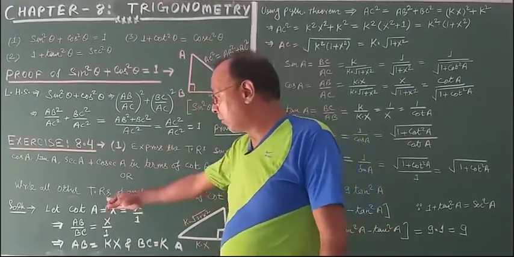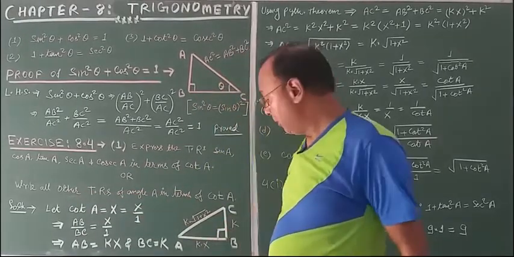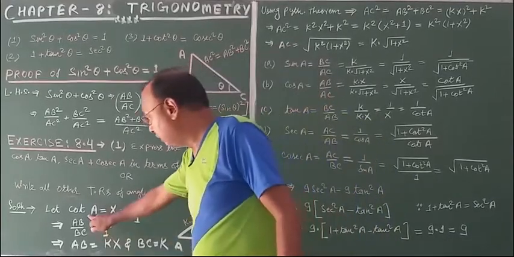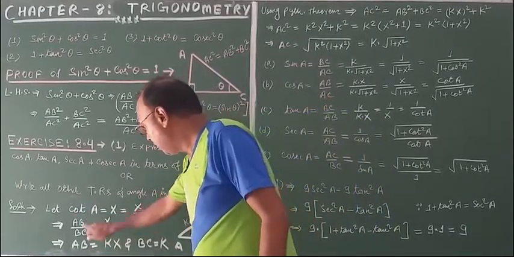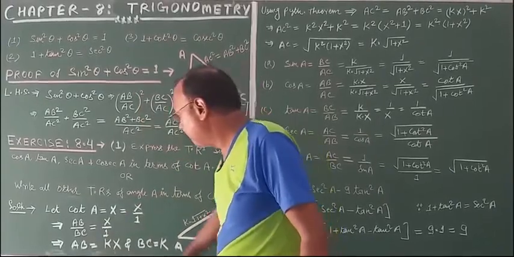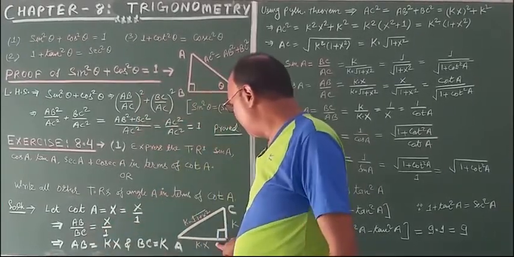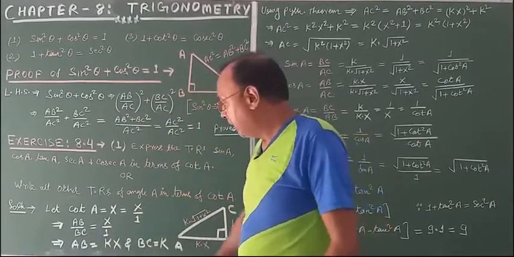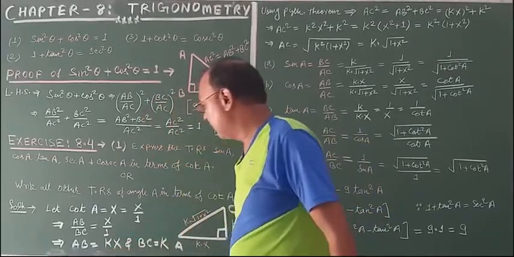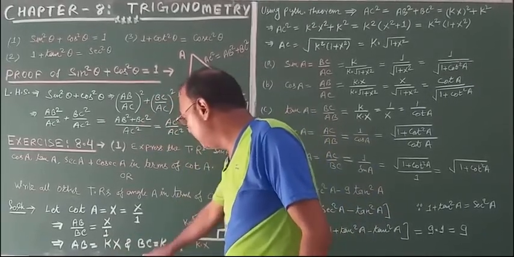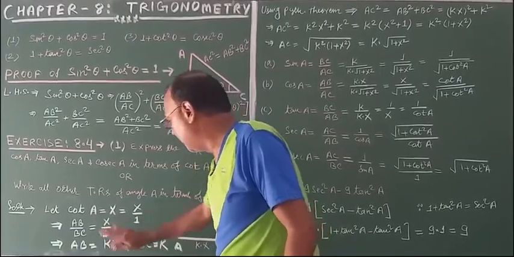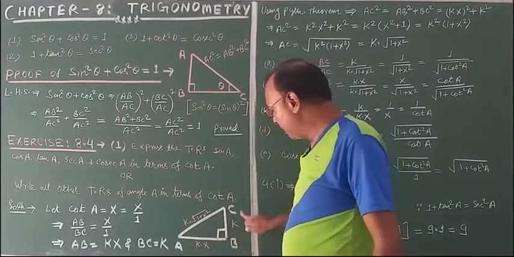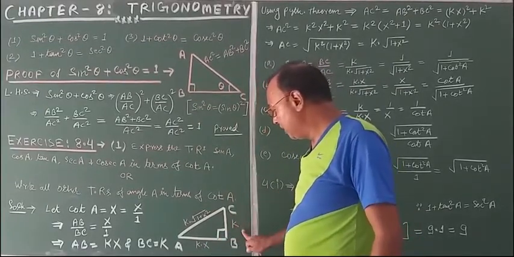And what is the formula for cot? That is base upon perpendicular, AB upon BC. It means in place of cot A we can write AB upon BC, which is x upon 1. Then we can write that AB is kx. If AB is kx, then BC will be simply k. Now this is AB, kx, and this is BC, k.